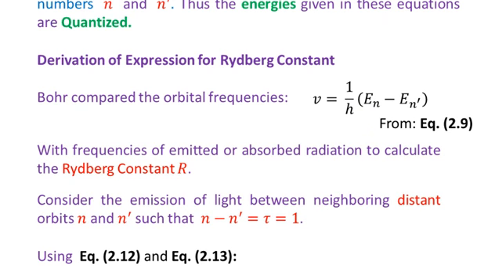So I have discussed the two postulates of the Bohr model. Now, looking at the Bohr model, we can compute different parameters. For example, we can compute an expression for the Rydberg constant, which we are going to do next. Bohr compared the orbital frequencies, which are given by nu, the orbital frequency, is equal to 1 over h multiplied by, within the parentheses, En minus En prime. So this was obtained from equation 2.9.